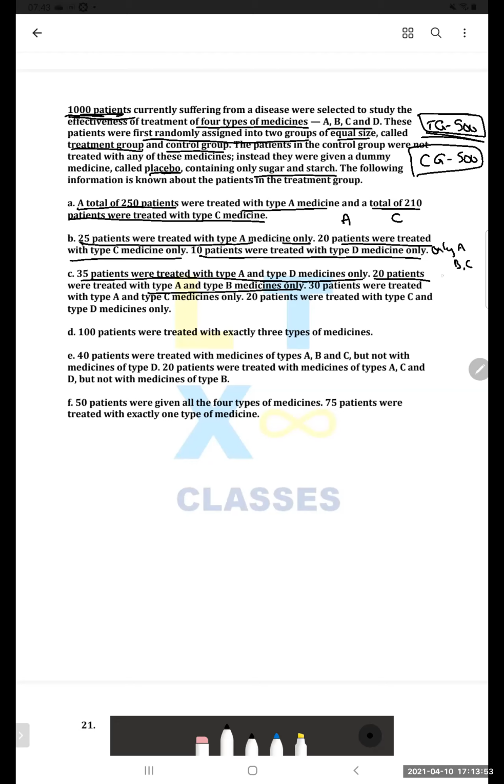Okay, ఇక్కడ మనకి కాంబినేషన్స్ ఇచ్చాడు. A and D కలిపి ఎంత మందికి ఇచ్చారు, లేకపోతే A and B ఎంత మందికి ఇచ్చారు, A and C ఎంత మందికి ఇచ్చారు, ఇట్లా డిఫరెంట్ టైప్ ఆఫ్ కాంబినేషన్ ఇందులో ఇచ్చాడు. 100 patients were treated with exactly 3 types of medicines. So total ఎన్ని మెడిసిన్స్ ఉన్నాయి? A, B, C, D. Exactly 3 types of medicines అంటే ఏం కాంబినేషన్ ఉంటుంది? It could be ABC, ABD, BCD, ACD. అంతే కదా? 3 combinations of medicines.